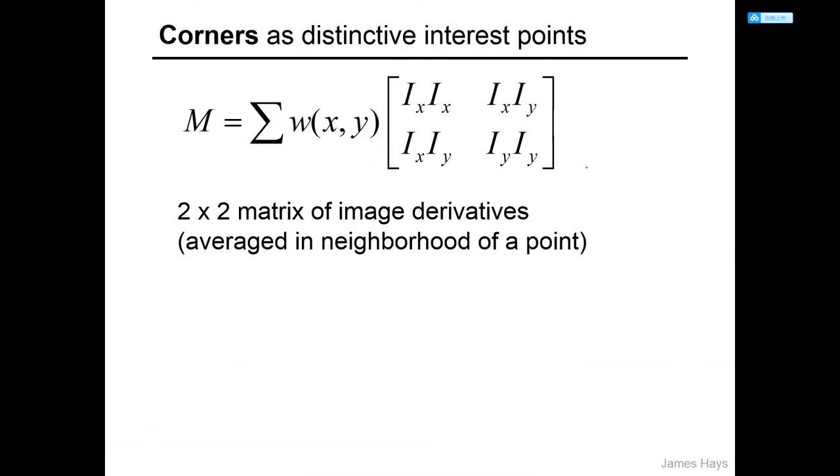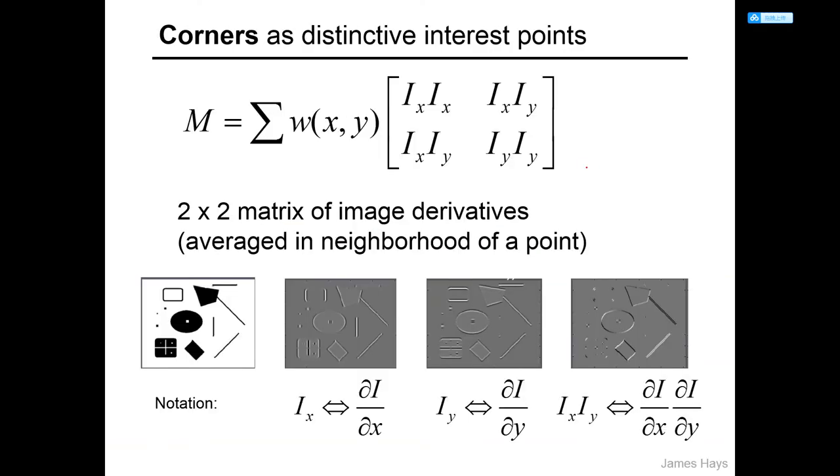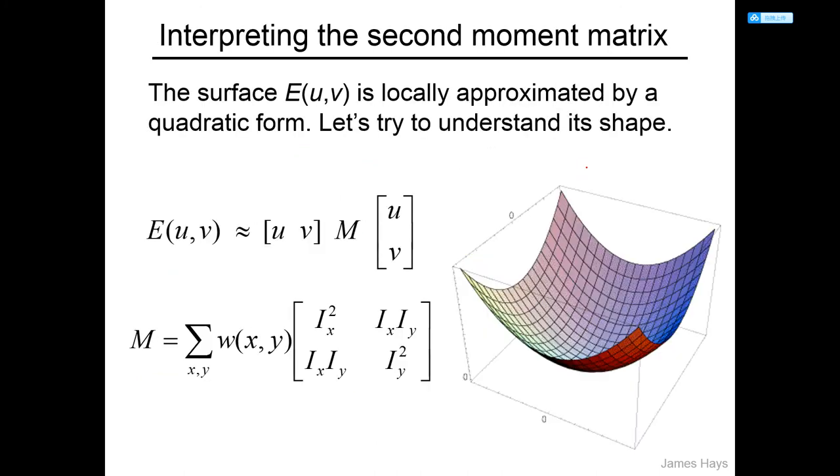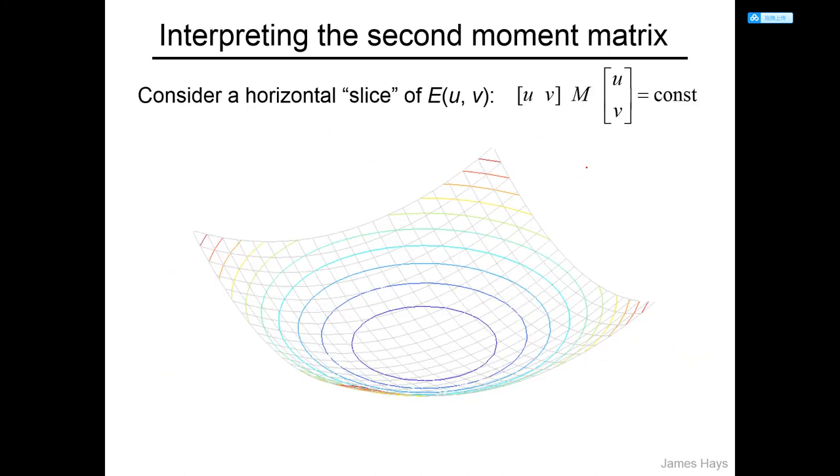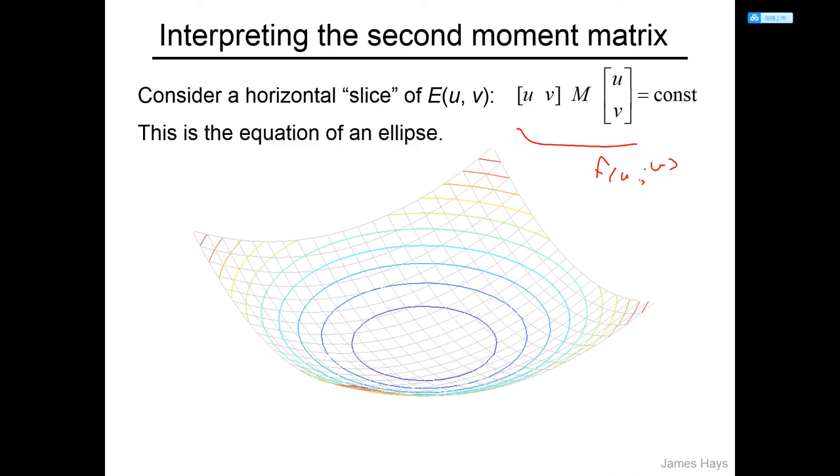So maybe let's go back to the slide here. Now let's try to slice this function at different levels. Remember this is f(u,v), right? Let's set f(u,v) to be a constant at different levels and see where we cut those levels of the function.